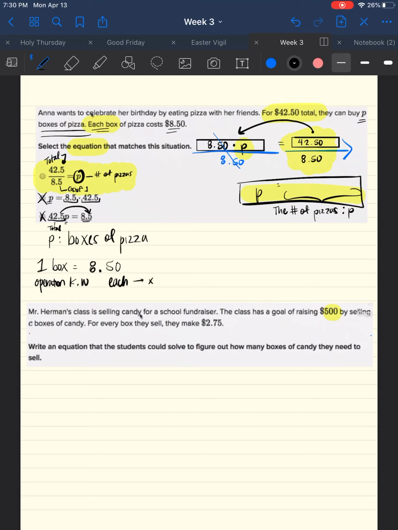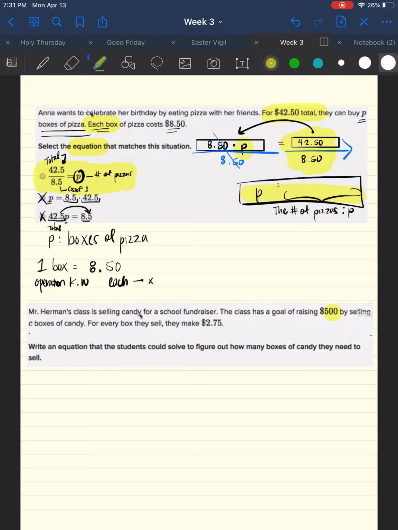Mr. Herman's class is selling candy for a school fundraiser. The class has a goal of raising $500 by selling C boxes of candy. For every box they sell, they make $2.75. Write an equation that the students could solve to figure out how many boxes of candy they need to sell.